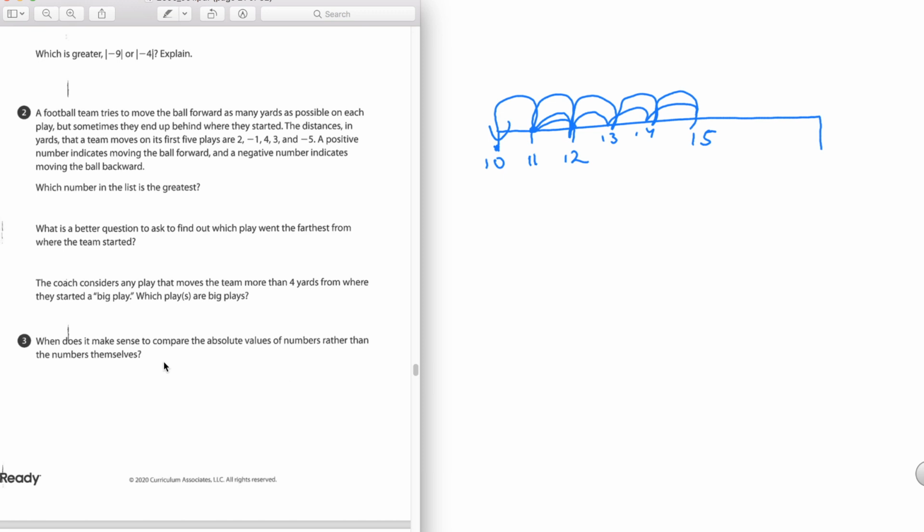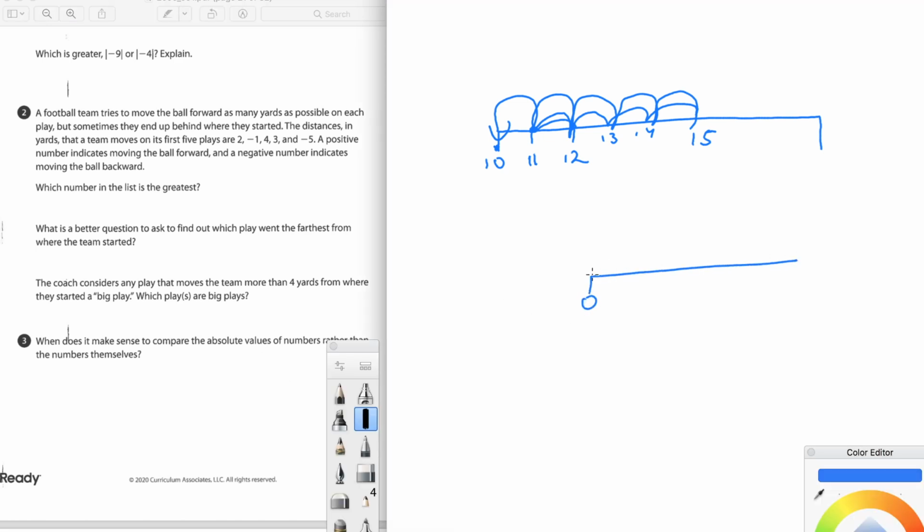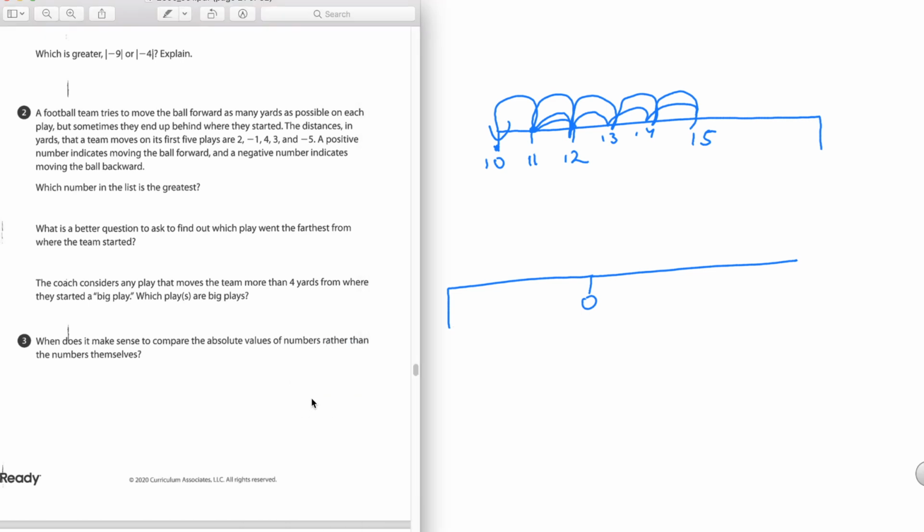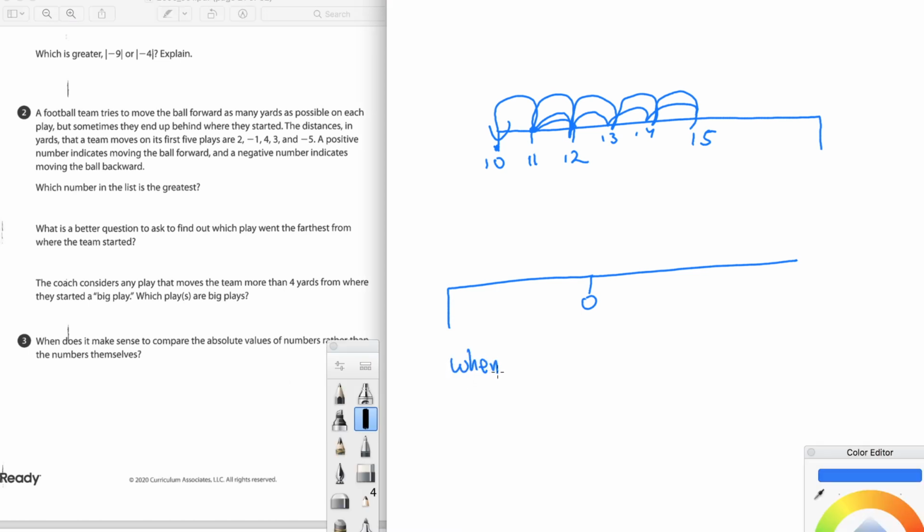When does it make sense to compare the absolute values of numbers rather than the numbers themselves? When you're comparing the absolute values, it makes sense when you're asking how far it is from 0. I don't like these questions, but I'll help you out with this one. When figuring out the distance of something, we want absolute value.